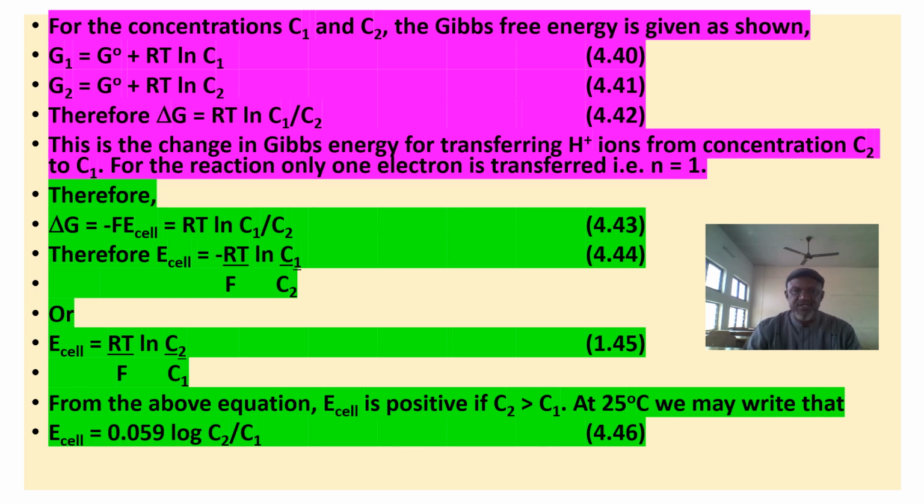Therefore, for the concentrations C1 and C2, let's apply Gibbs energy. G1 is this, G2 is this. And then delta G is equal to RT ln C1 over C2. That's basically what was made before. Then we can now put, in terms of our number of electrons transferred, Faraday and E cell for the reaction, and we arrive at this. And automatically that gives us this for E cell.